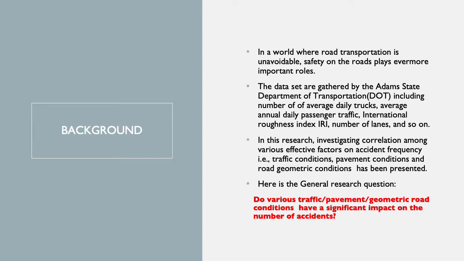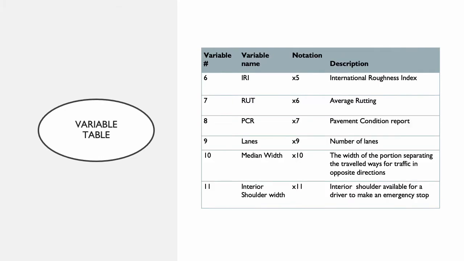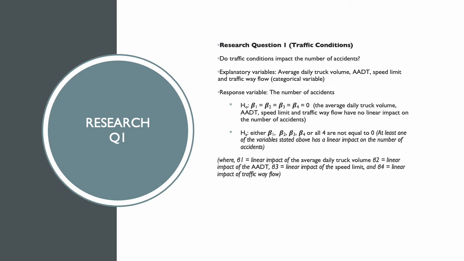For example, the traffic conditions, pavement conditions, and road geometric conditions as being presented. This is our general research question. Do various traffic, pavement, and geometric road conditions have a significant impact on the number of accidents? These are the variables as follows.